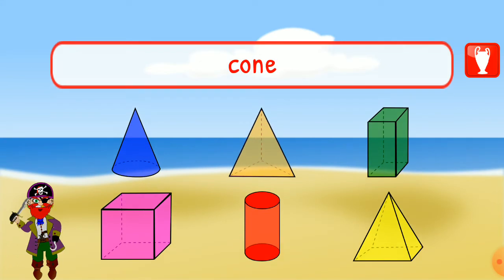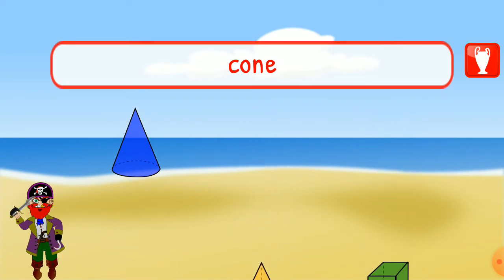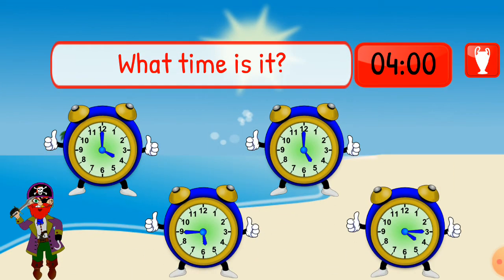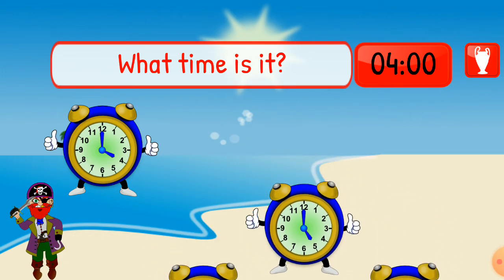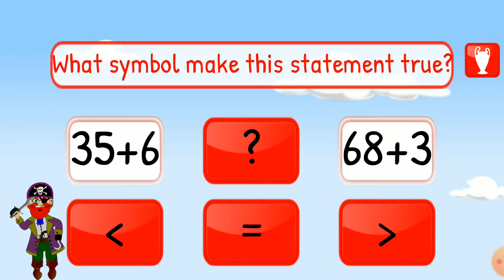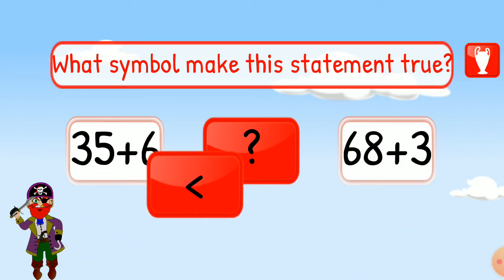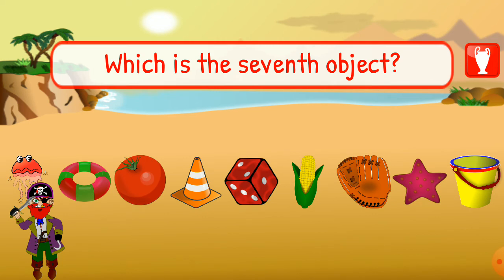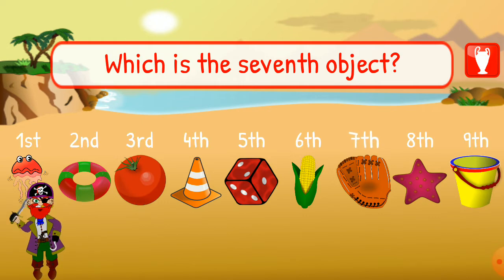Cone. This one is cone. Wow. What time is it? 4 o'clock. This one. Wow. 35 plus 6 is less than 68 plus 3. So less than. Wow. Which is the seventh object? It's hand, glove. Yes.